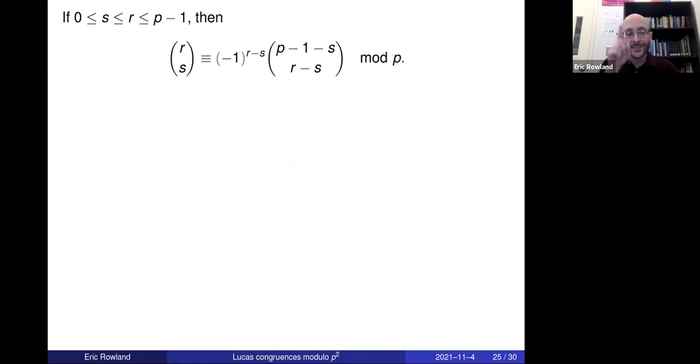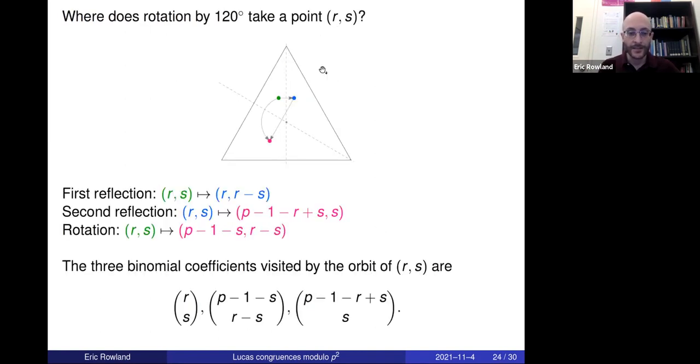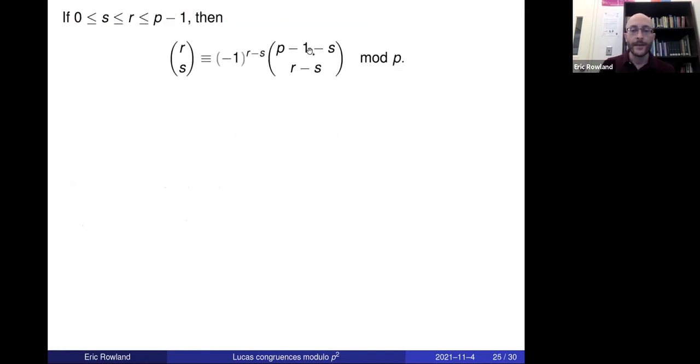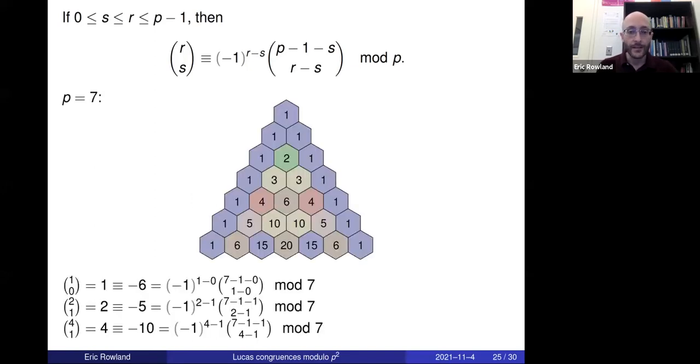So here's what's actually going on. Why there isn't a rotation in Pascal's triangle mod P, but there is a rotation up to sign. So this binomial coefficient on the right-hand side, let me flip back a slide, it's the second point in the orbit. It's the point you arrive at after rotating by 120 degrees. And I did not know this before it came up in this project, that these two binomial coefficients differ by a sign, modulo P.